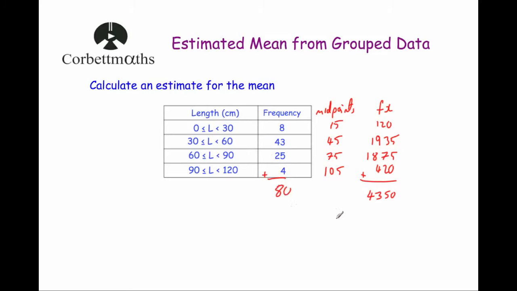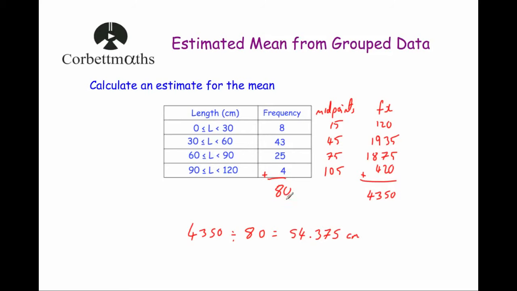So now we're going to divide the grand total by how many alligators there were to get an estimate for the mean length of the alligators. So 4,350 divided by 80, and that will give us our mean. So 4,350 divided by 80 equals 54.375 centimeters. Some students ask, should you round this? No, unless the question tells you to.